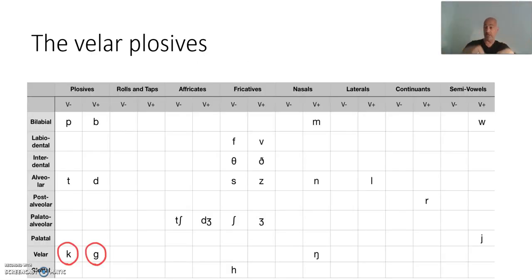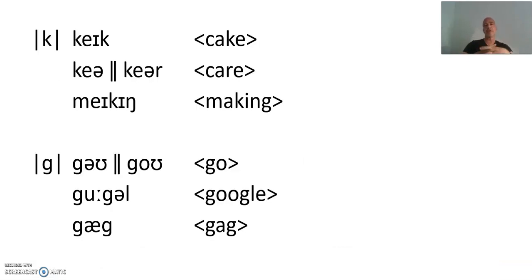And then you have the velar plosives, k and g, tongue up at your velum, okay, and are also spelled usually with a k and g, so cake, well, got two of them, care, American English care, okay, making, okay, between two vowel sounds. The same is with g, go, Google, two of them, gag, okay, gag, all right, okay.